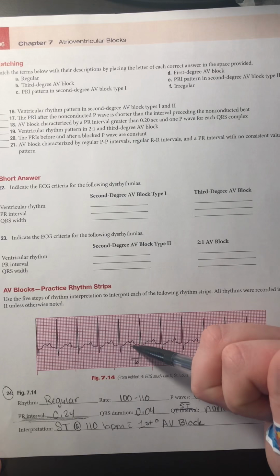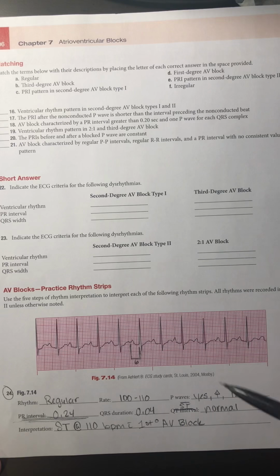So if I measure from the beginning of my P wave to the beginning of the QRS complex, I actually have 6 small blocks there, which is pretty far. So definitely over that normal 0.12 to 0.2 seconds. I get 0.24 seconds here for my PR interval. So there's some kind of block that's slowing down the conduction through the AV node, and we call that a first degree.